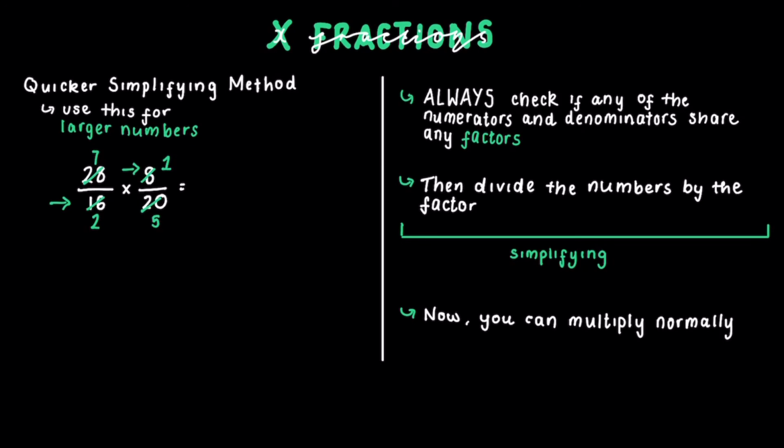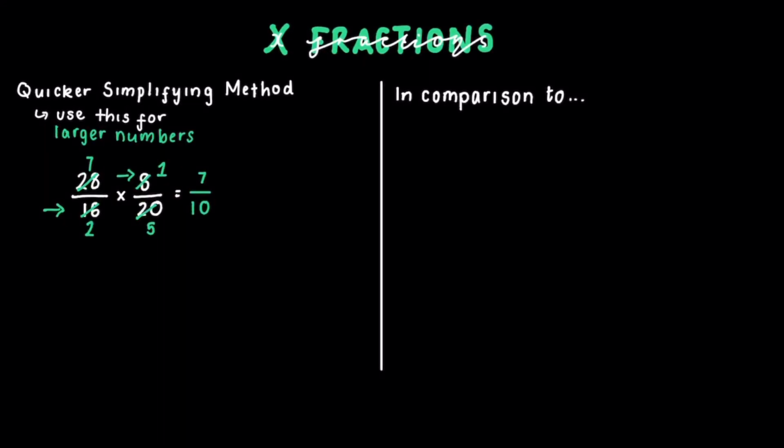And it may seem quite a long process at first, but as you get more confident in the questions, it becomes a bit more natural and a lot quicker. And as you can see, after we've done all of that crossing out and simplifying, we just multiply normally across again as usual.